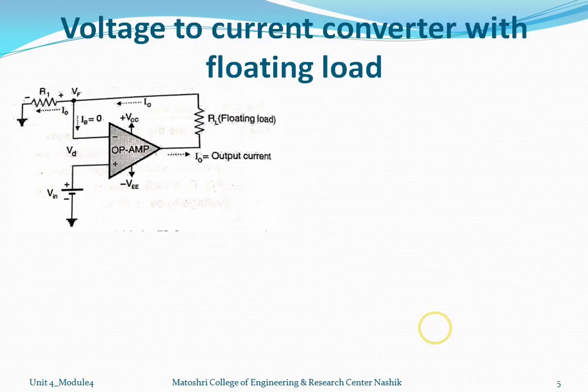Here is the first type, the voltage to current converter with a floating load. If you see the construction of this circuit, the input voltage is applied on the non-inverting terminal. So this is the non-inverting type voltage to current converter with floating load, and the output is fed back to the input through this floating load.